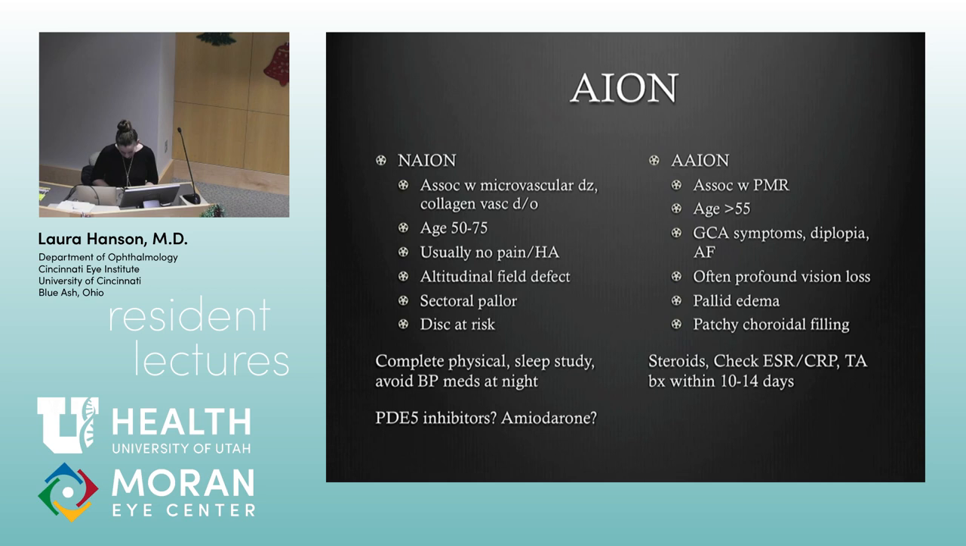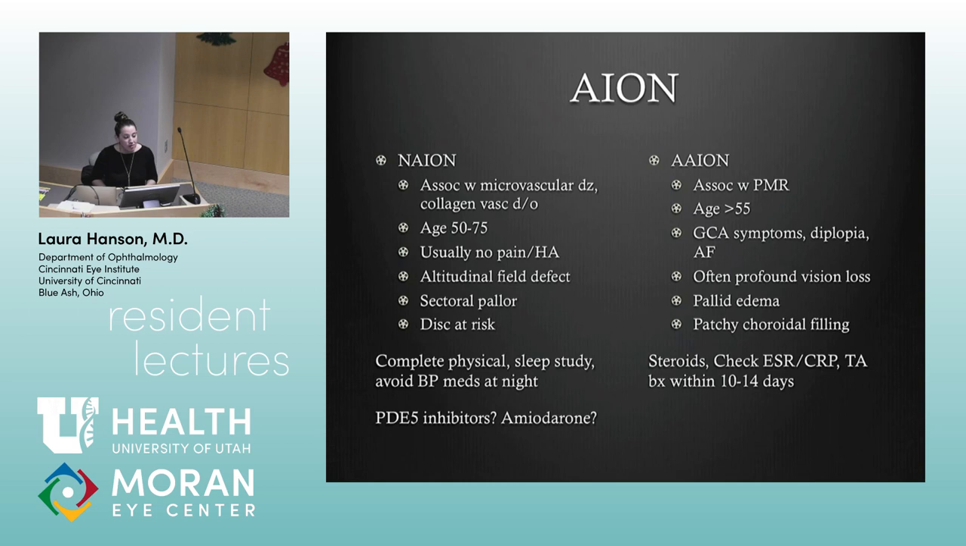AION, we probably don't even really have to review because everybody knows this stuff. But they'll probably present a typical NAION picture and then ask what's the appropriate management? For a typical NAION picture, they'll say that it's a disc at risk, right? You need to have some sectoral pallor. Usually they'll show an altitudinal field defect with it. You need to think about phosphodiesterase 5 inhibitors and amiodarone, but the treatment is basically a complete physical evaluation to look for microvascular risk factors.